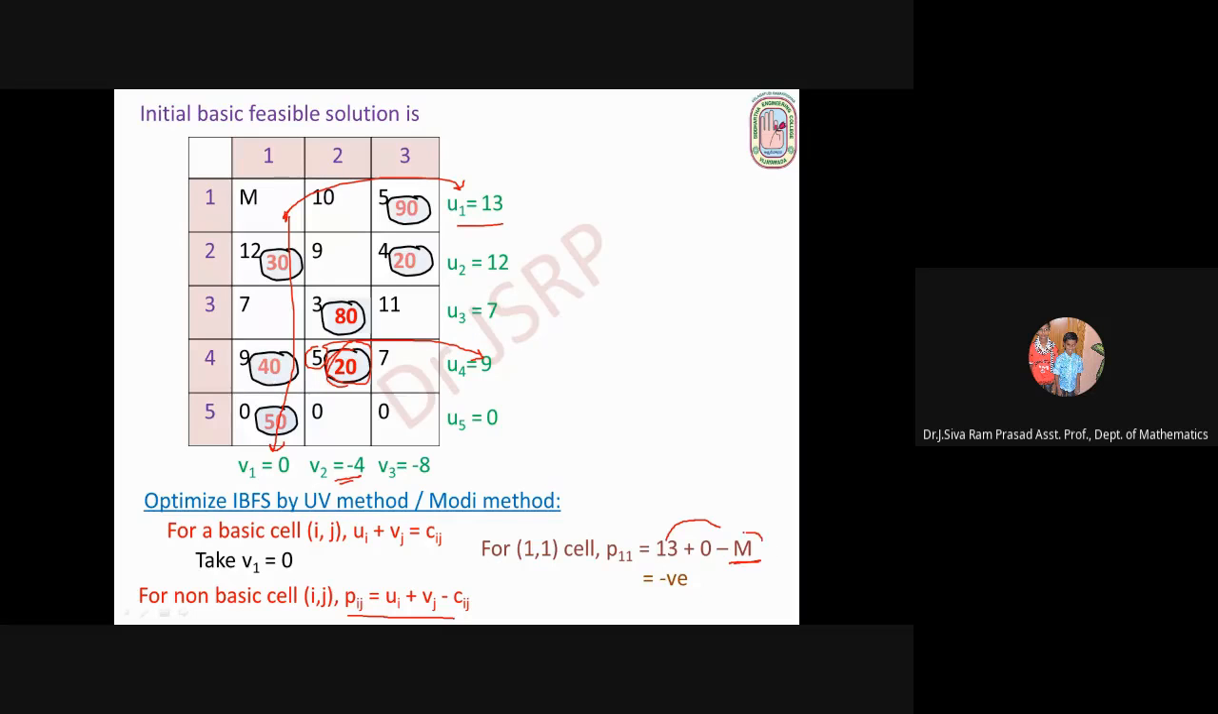Since shipment is prohibited from the first city to the first company, we take the transportation cost per 1 unit as approximately infinity. That is capital M. So M is very large, so 13 minus M is negative. Okay, so P11 is negative.